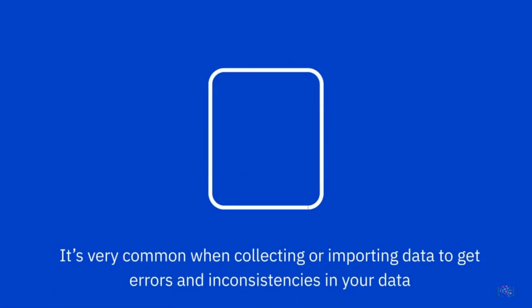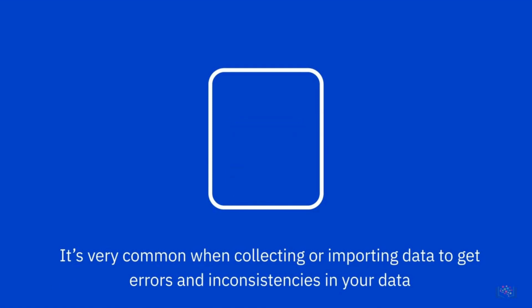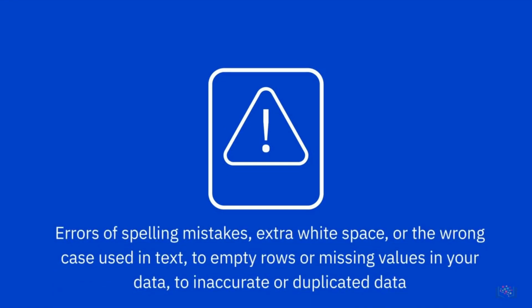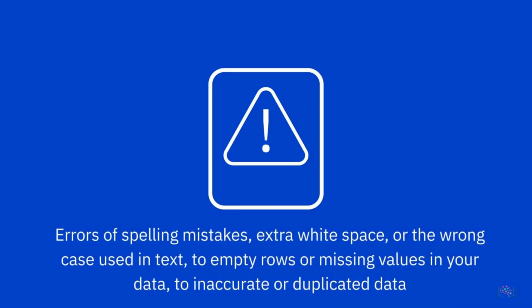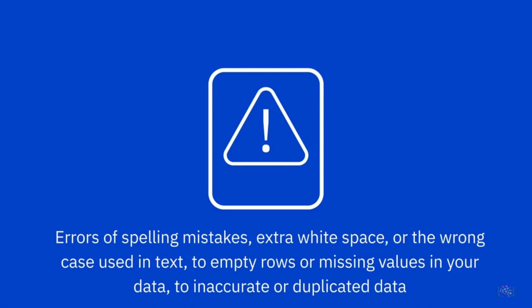It's very common when collecting or importing data, whether through manual or automated processes, to get errors and inconsistencies in your data. This can be as simple as spelling mistakes, extra white space, or the wrong case used in text, to empty rows or missing values in your data, to inaccurate or duplicated data.